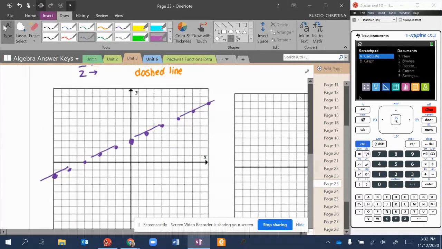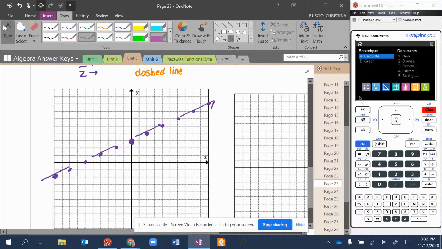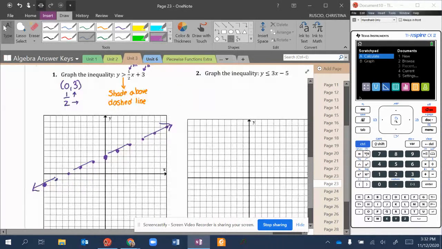So straight, extend that dashed line, arrows, and we're going to label it y is greater than half of x plus 3. We dashed it. Now let's shade above.